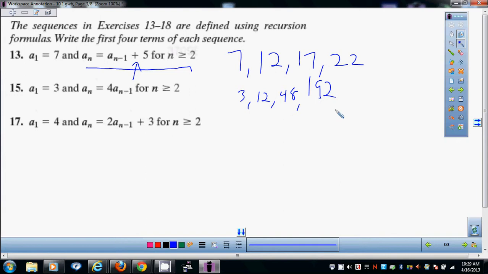This part right here? All that says is, you obviously can't use this formula until the second term, because the first one is given. That's all that says. Okay. Kevin, what's my first term? Very good. What's my second term? That's what I got. Third term. Awesome. And fourth term?